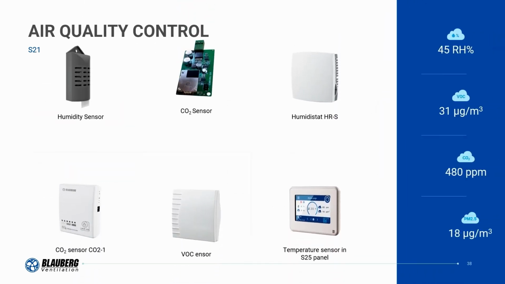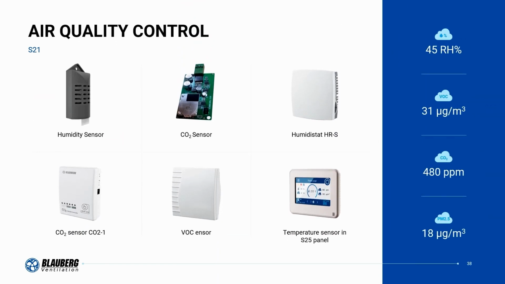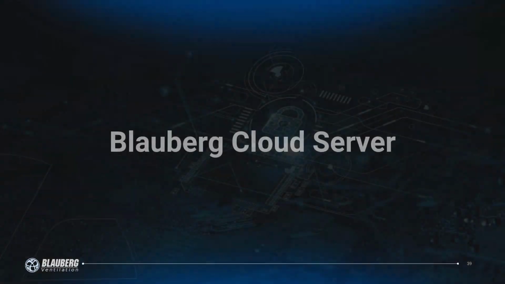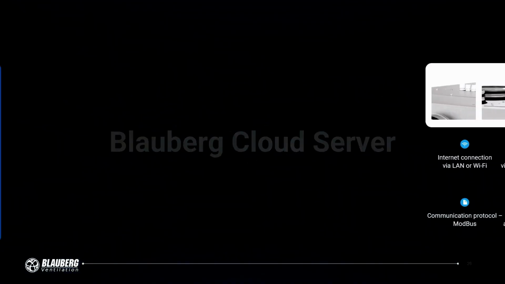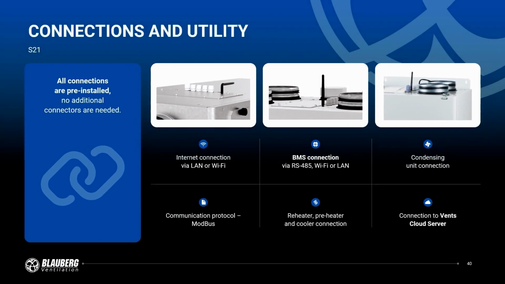The control system can monitor air quality sensor readings in real time and adjust operations accordingly. It supports the connection of sensors for temperature, humidity, CO2 levels, VOC levels, and PM 2.5. Internet connectivity allows the unit to be linked to the Blauberg cloud server, enabling remote control via a smartphone. All connections and functions are pre-installed.